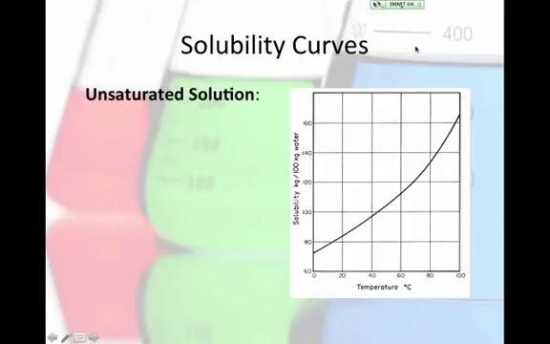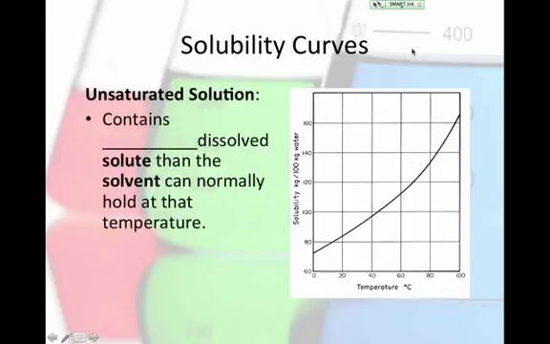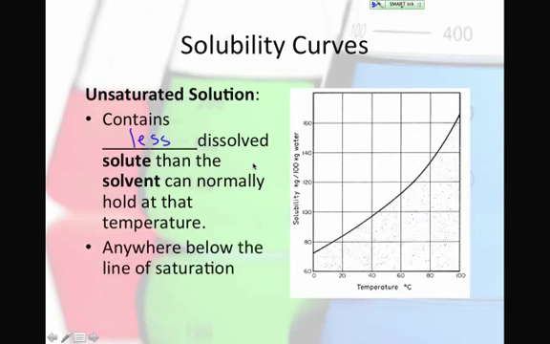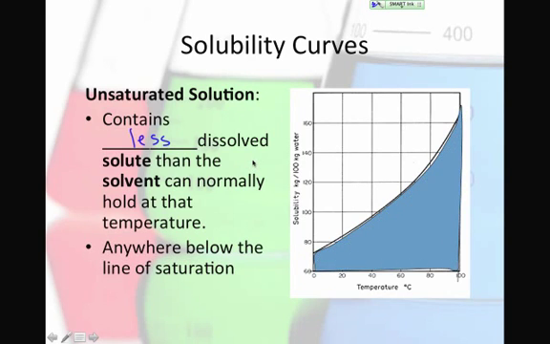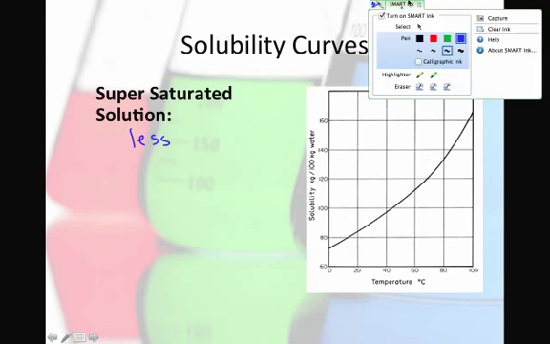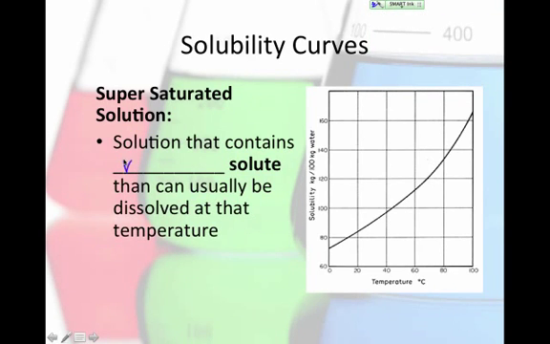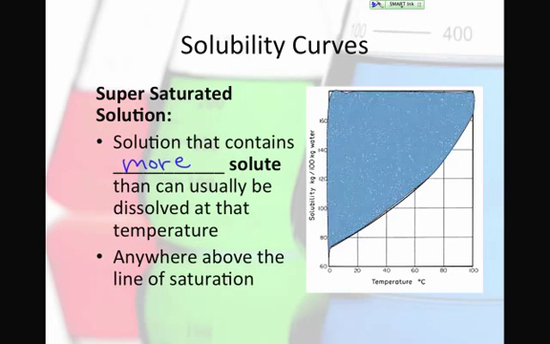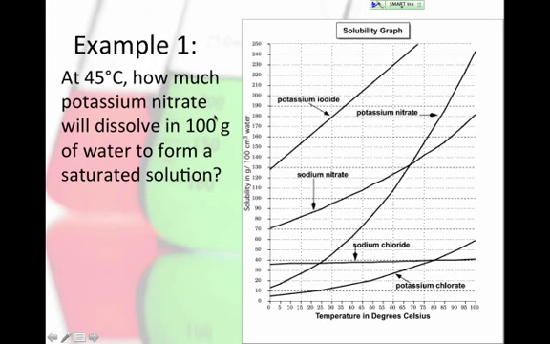Now let's see how we would apply this. An unsaturated solution means it contains less dissolved solute than the solvent can normally hold at that temperature. So it's anywhere below the line of saturation. That's going to be considered unsaturated. If I'm right on the line, then it's called saturated. But a supersaturated solution contains more solute than can usually be dissolved at that temperature. So that's anywhere above our line of saturation. And anywhere along the line is considered to be saturated. So now let's get specific.